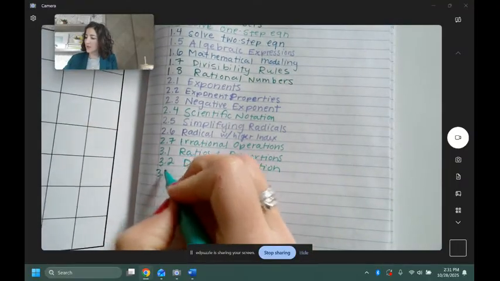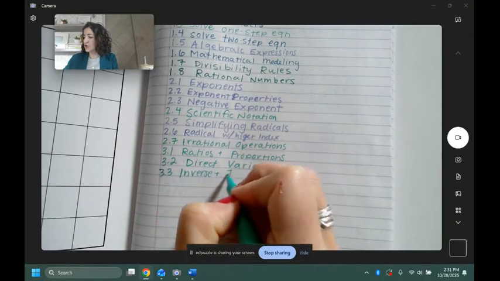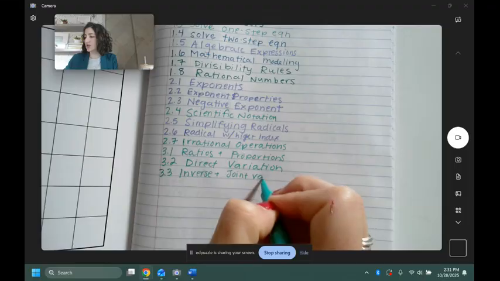This is 3.3, inverse and joint variation.